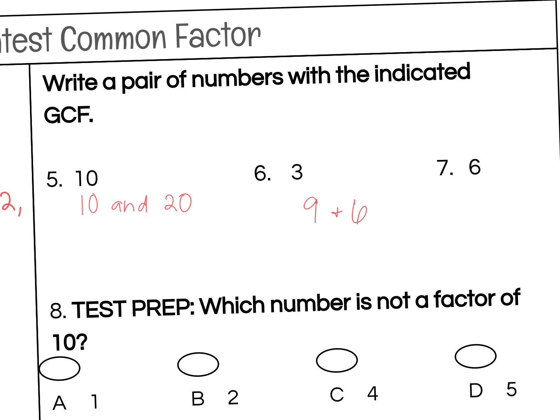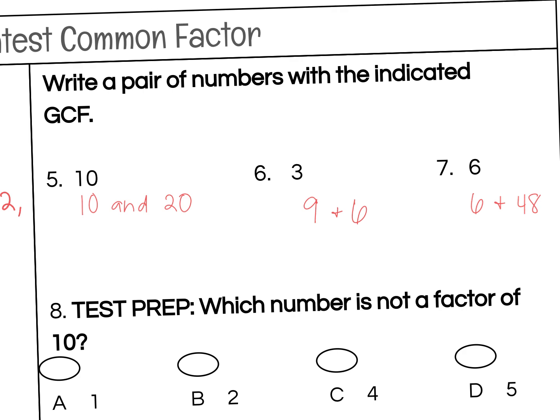6 and 9. 12. Yeah, 12 and 6. Yeah, it could be 12. What about 12 and 18? 6 and any other multiple of 6 could work. What about 12 and 18? Yeah, we did 12 and 18. There's a lot of different combinations.